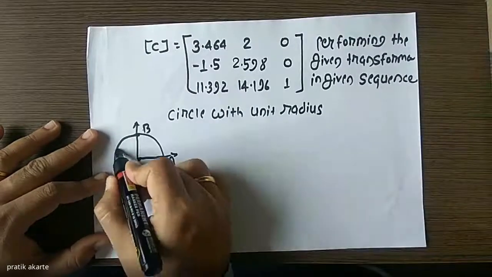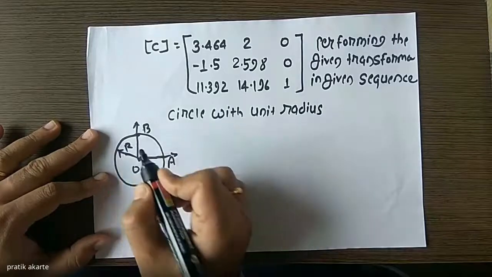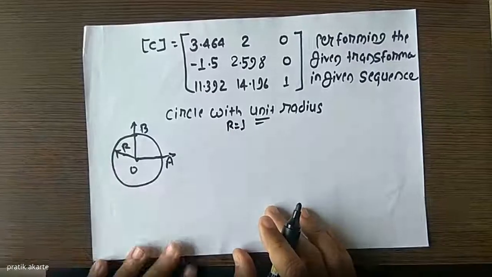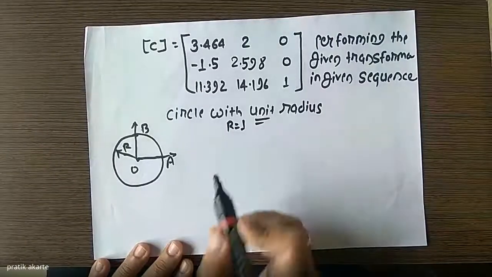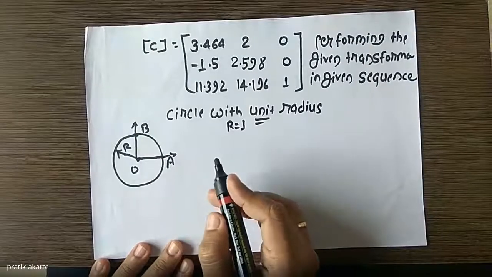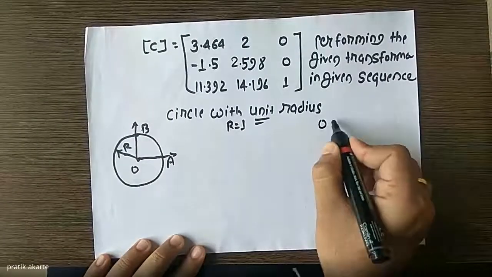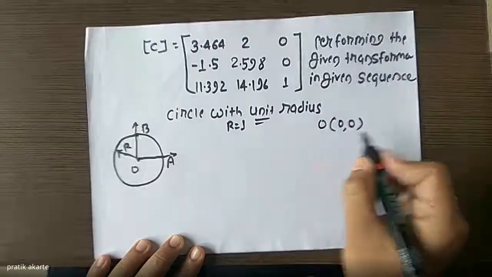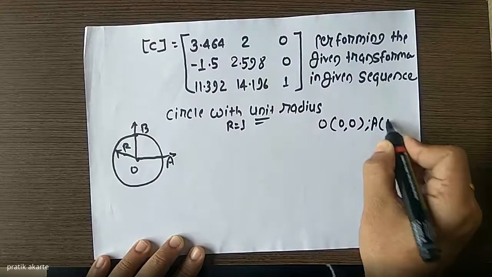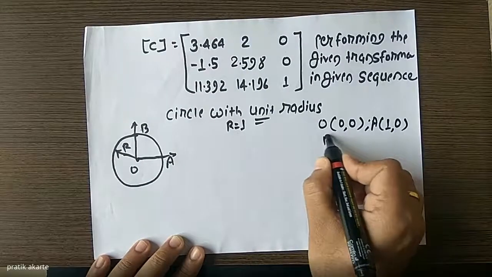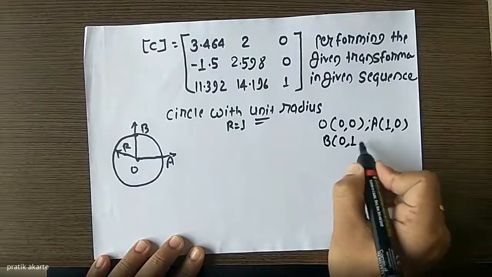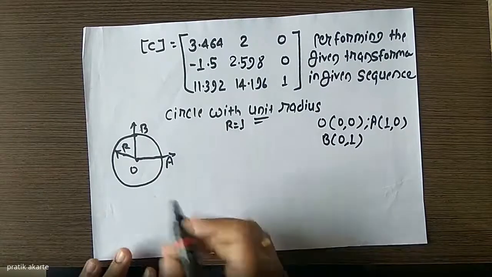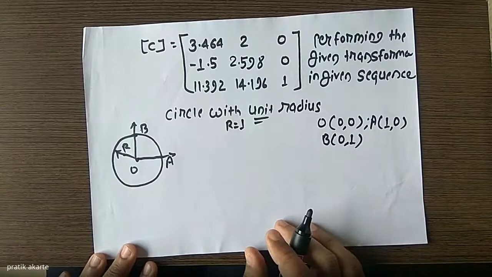Okay, and it is having unit radius. Unit radius means R is equal to 1 unit. So we need to find out the coordinates of these points O, A and B. So obviously for O, since it's the origin, the coordinates are 0, 0. For A, the coordinates are 1, 0. And for B, the coordinates are 0, 1. So you can find out other points also because of the symmetry.